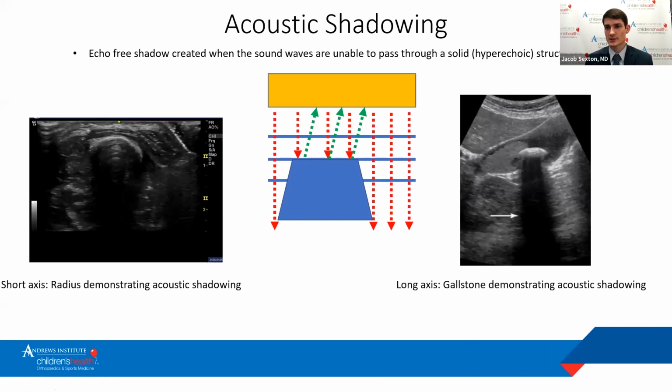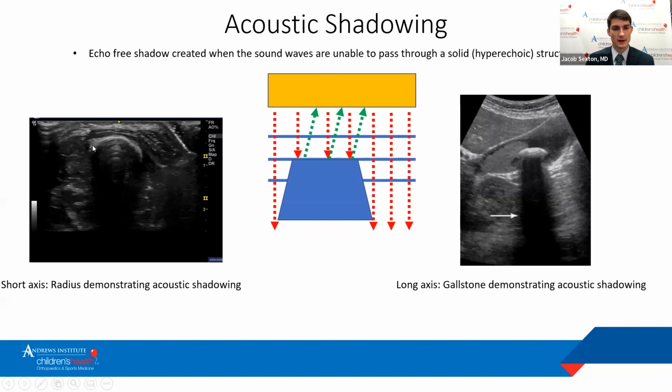So acoustic shadowing is pretty straightforward. This occurs when an echo-free shadow is created when sound waves are unable to pass through a solid or hyperechoic object. Most classically, this is described with bony structures as well as intra-abdominal structures such as gallstones. So on the left image here, you have a picture of the radius. The radius is in short axis, so you can see it being cut in half. And this is the contour of the hyperechoic radius here.